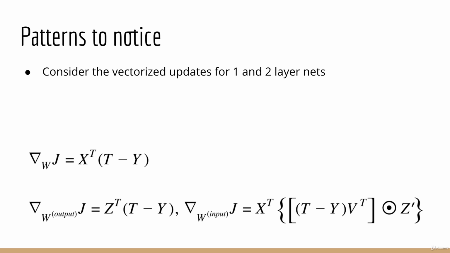Here's another pattern we notice. If we look at the vectorized forms of the update equations for the one-layer neural network and the two-layer neural network, we can see that they look very similar.